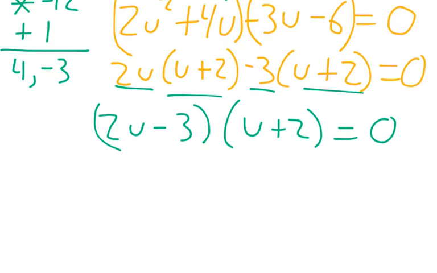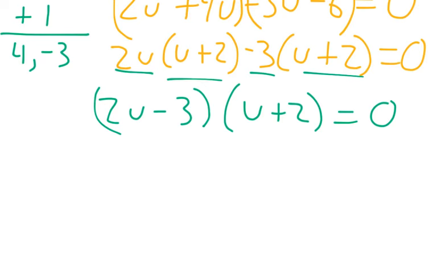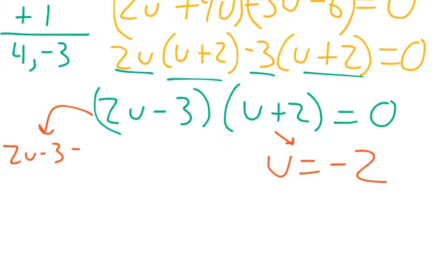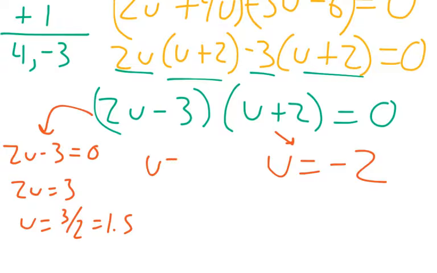So from this, I get 2 answers. I get u equals negative 2. That one's pretty obvious. But from this one, I got to solve it. So 2u minus 3 equals 0. So 2u equals 3. That means that u equals 3 halves, or 1.5, whatever you want to call it. So I'll say u equals 3 halves. Why not? Keep it in fractions. So there's my answers in u.